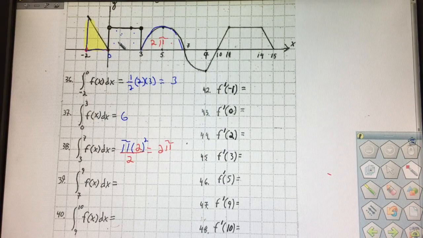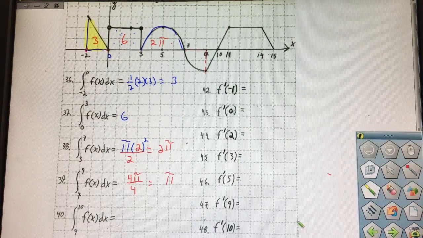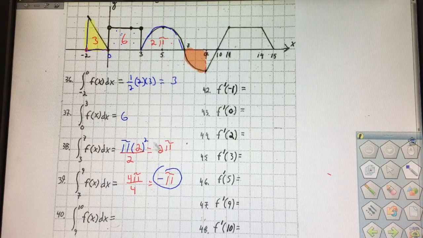The area underneath this rectangle is 6, and the area of this triangle is 3. Now, from 7 to 9 is a quarter circle with a radius of 2. So the area of the entire circle would have been 4 pi, but it's 4 pi times 1/4, which is just going to give me pi. However, because it is below the x-axis, it is considered a negative area. The actual answer is negative pi. Tricky question. Using that same mentality, the area of this little triangle, 1 times 2, is going to be 2 cut in half, or 1, but it's negative 1, because it is underneath the x-axis.